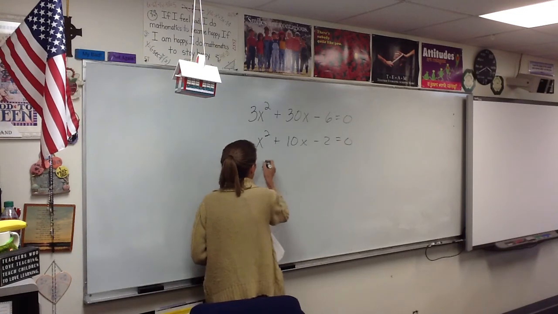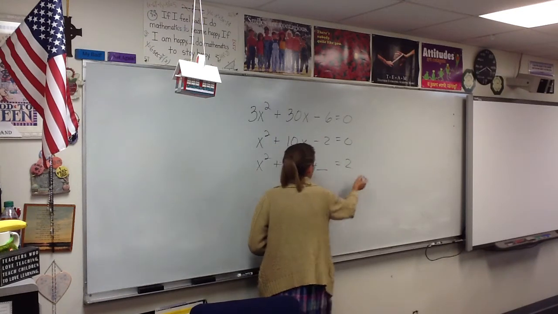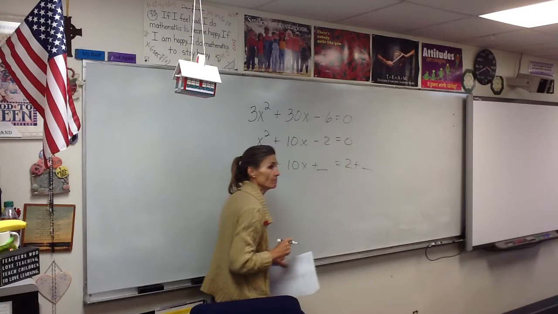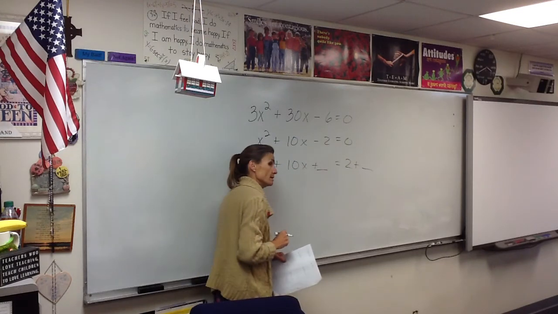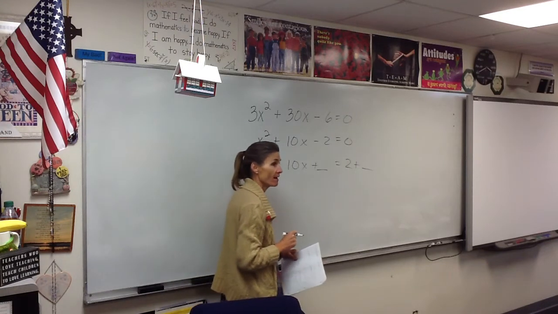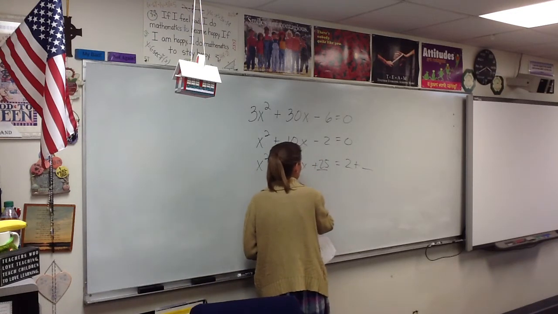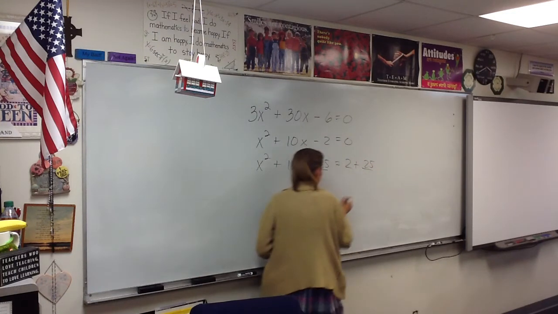I added 2. You did exactly the right thing because you are making room for a number to be added here. Beautiful. Jordan, what did you add to both sides? And how did you get 25? Bingo. Half of 10 is 5. Squared is 25. Added to both sides.